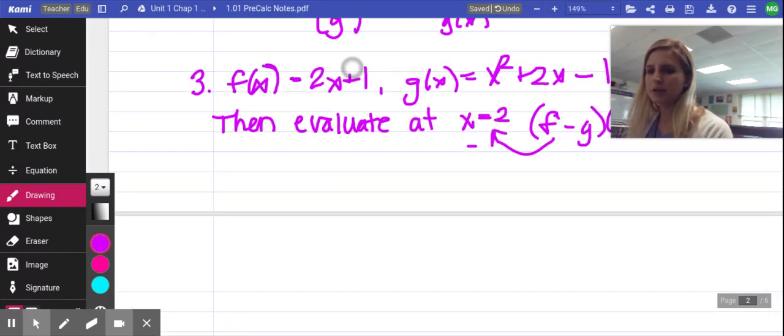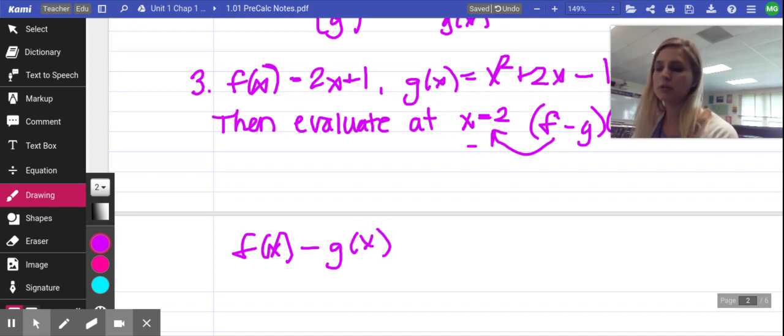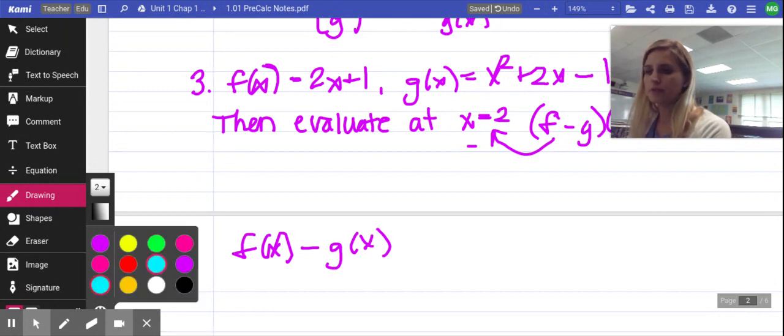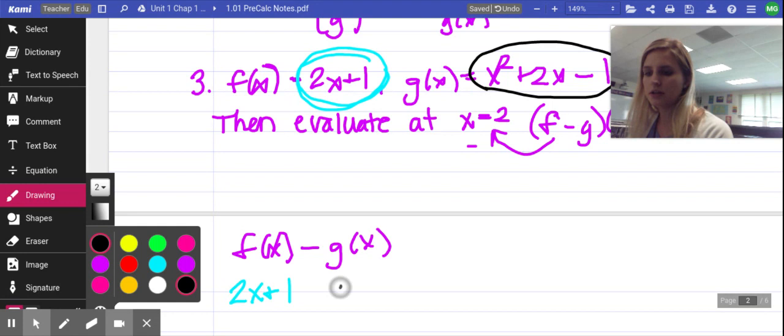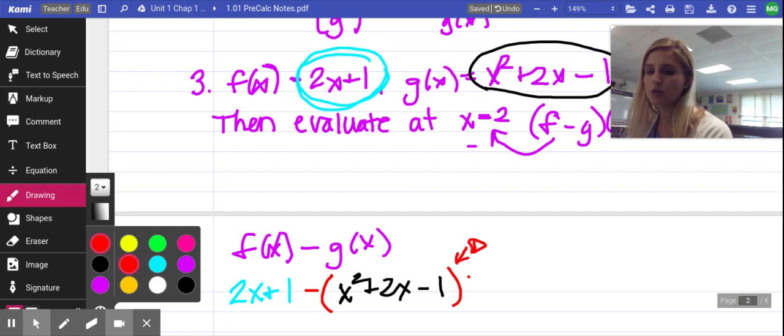Okay, let's do it. So I'm going to go on to my next page a little bit. So if it's f minus g of x, I'm really just doing f of x minus g of x. I do it in the order that they came. So f minus g, so we keep the f of x first. So f of x I'm going to replace with 2x plus 1, since that's what f of x is equal to. And I'm going to take x squared plus 2x minus 1 and put it in for my g of x. Then I'm going to subtract them. But since I'm subtracting this entire quantity, it's incredibly important that you remember parentheses. Please write yourself a note.